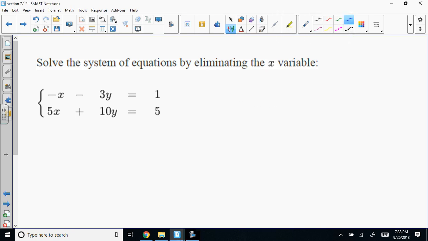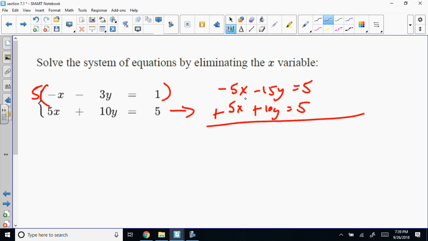Multiply the top by 5, right? So multiply everything up top by 5. So that's -5x, -15y equals 5. And then, of course, just bring the other one over. So that's 5x plus 10y equals 5. And then add them together. And then you get -5y equals 10. And, of course, divide by -5. So y equals -2. Any questions on that?